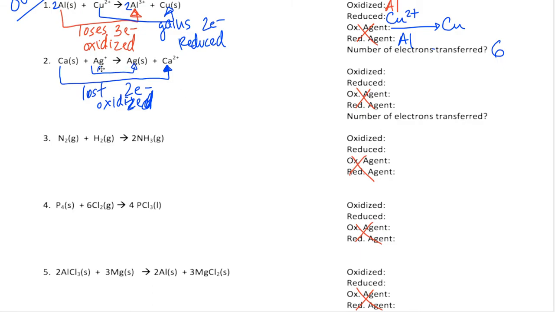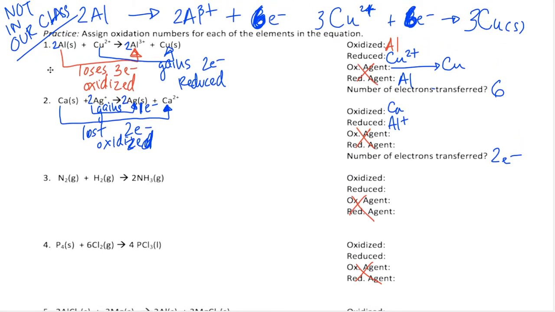The silver gains. It gains how many electrons? 1 electron. So the silver gets reduced. So the silver 1 plus is reduced. The calcium is oxidized. And there's going to have to be 2 electrons transferred in total, even though the silver only gained 1. Okay, and I will balance these equations out for you. You're going to need 2 silvers in order to balance out the number of electrons. Again, this is not in our class. It will be on the AP.